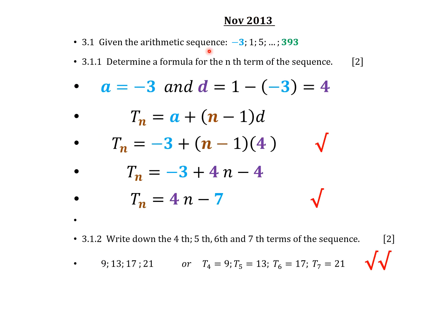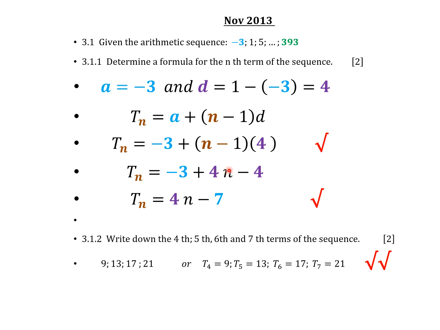Now, November 2013. Given again, they say arithmetic sequence, so it has a second difference: -3, 1, 5, 9, 3. Determine a formula for the nth term of the sequence. So A is -3, D is 1 minus -3, which gives me 4. 1 plus 3 is 4. A being -3, D being 4, so 1 mark for correct substitution.